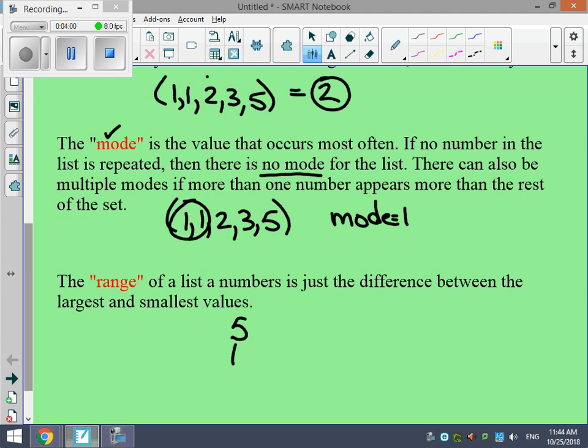If we were to subtract those two, our total range of numbers spans 4. So our range is from 1 to 5 for a total of 4 spaces. That is how far our data is listed. And that's all we're looking at today.